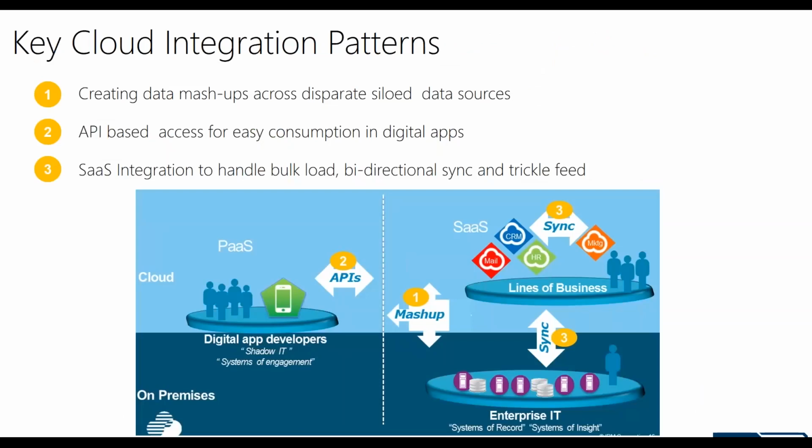Some of the key integration patterns which App Connect is used for is creating data mashups across disparate data sources. One use case here would be, say, you have a scenario where you have to connect to Salesforce, and then connect to SAP, get some information, mash it up, and send it across to the initiator. Such scenarios can be easily achieved in the App Connect Professional tool.